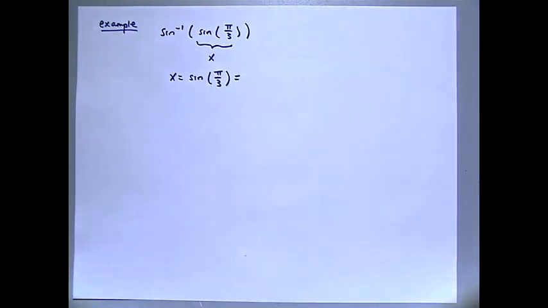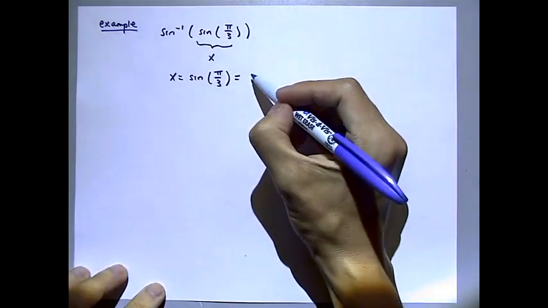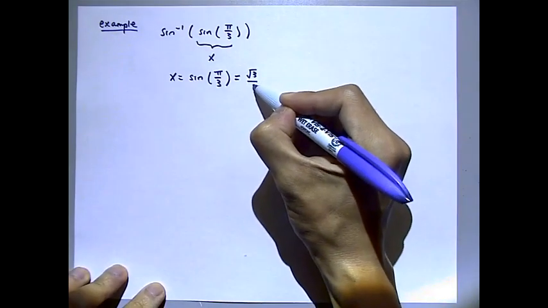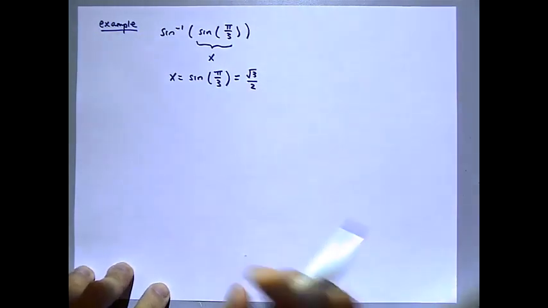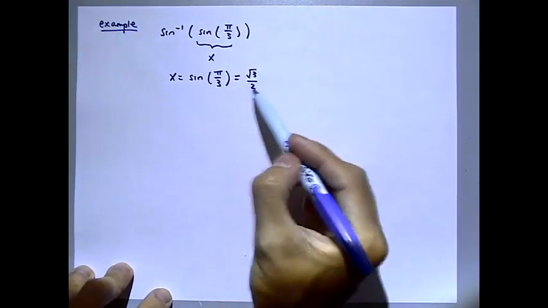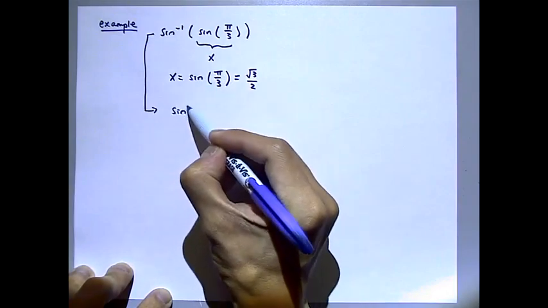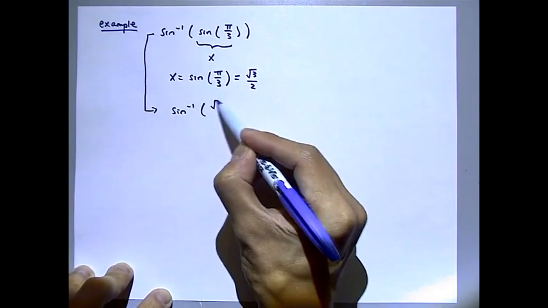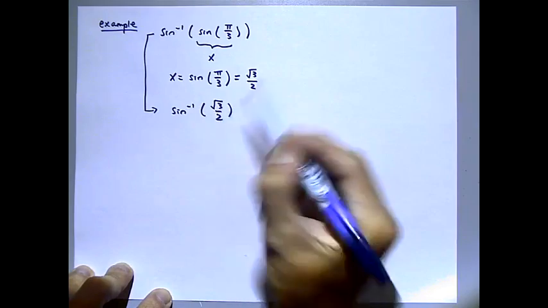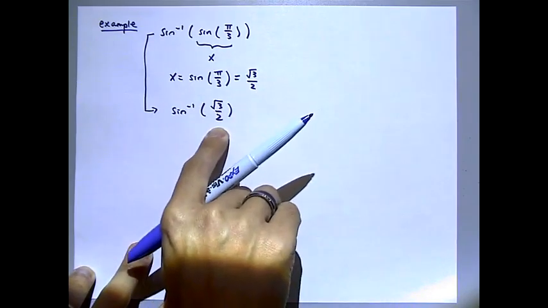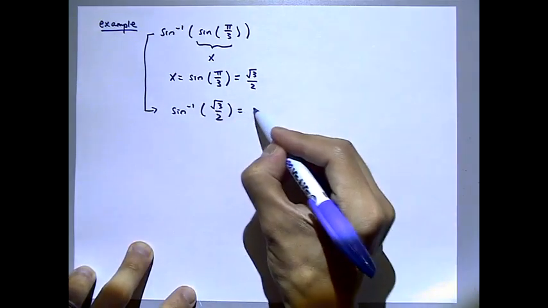X is equal to sine of pi over 3, and sine of pi over 3 is equal to? Quick, quick, quick. Gotta get those quick. What is it? Root 3 over 2. Okay, good. All right, so now this stuff inside is that. So now we're asking the question. Remember that stuff on the inside we found to be radical 3 over 2.